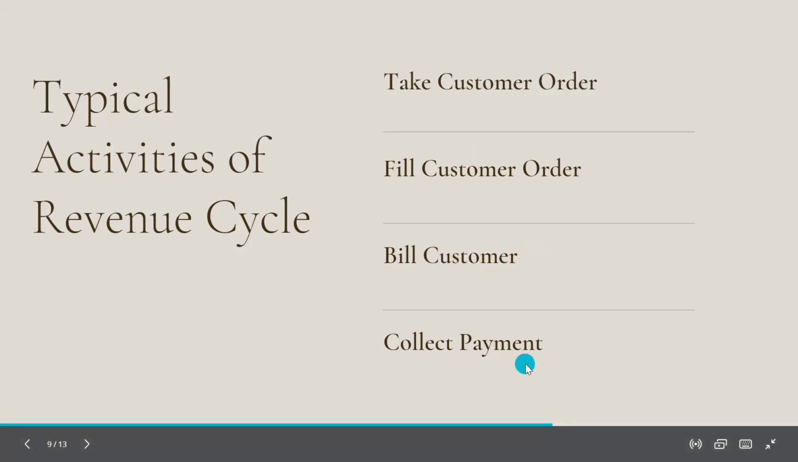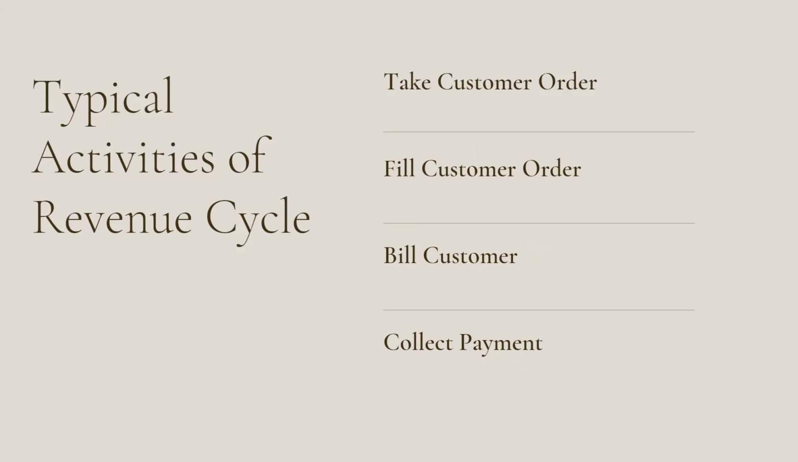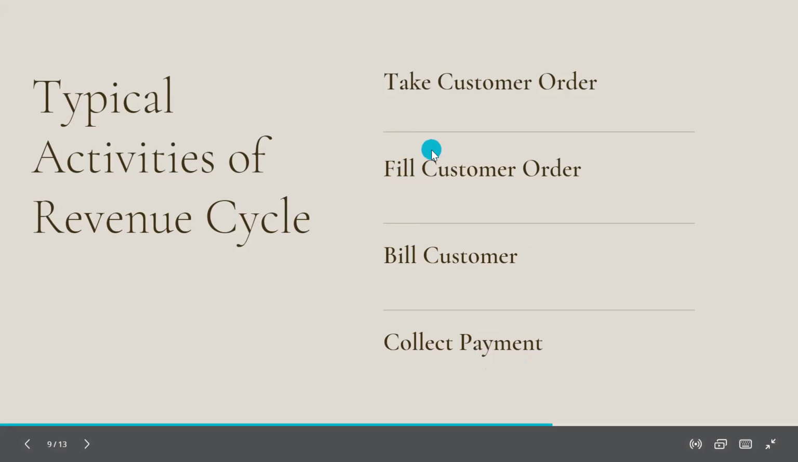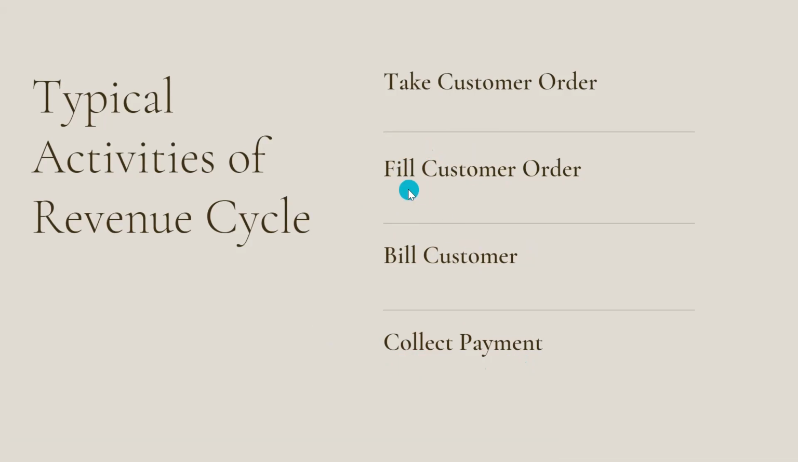Collect payment. Collecting payment results in an increase in cash. It is a get event, so it's related to financial accounting or financial reporting. When I tell you that fill customer order is connected to collect payment, it is called give to get. I'm going to explain this.